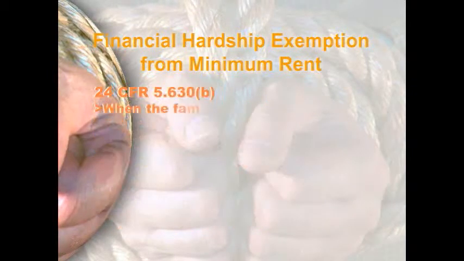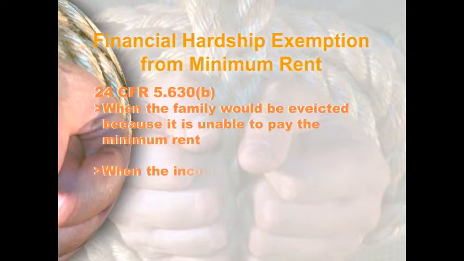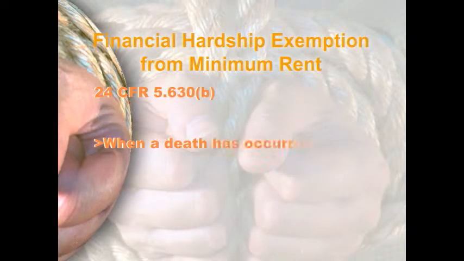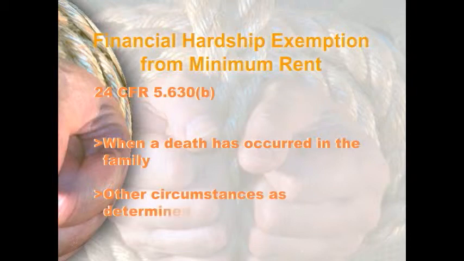Other examples include when the family would be evicted because it is unable to pay your housing authority's minimum rent, or when the income of the family has decreased because of changed circumstances, including loss of employment. This even includes if the family members themselves voluntarily left their job. When a death has occurred in the family, they can request a financial hardship exemption, and then any other circumstances as determined by your housing authority or by HUD.